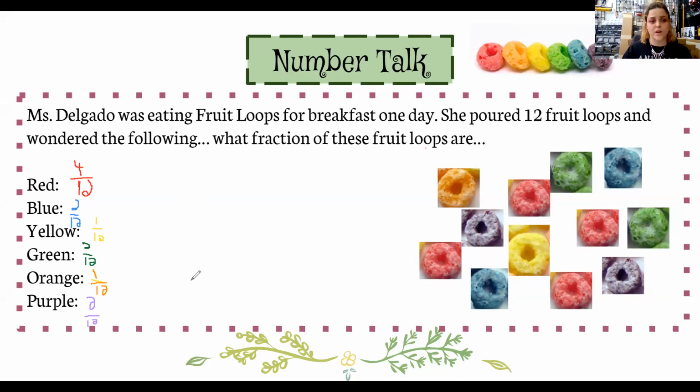Okay, let's look at that one more time. So for red Fruit Loops, 4/12s, for blue, 2/12s, for yellow, 1/12, for green Fruit Loops, 2/12s, orange, 1/12, and purple, 2/12s. So give yourself a big check mark if you're able to figure out what fractions we had for each of these Fruit Loops.